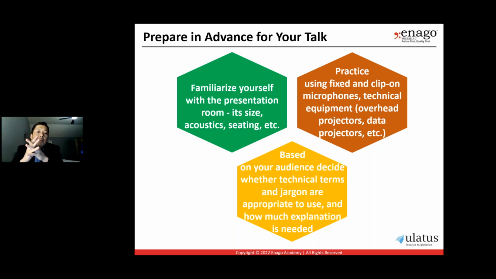And one of them is to prepare, right? If you're going into a room, make sure you go there beforehand and check the acoustics, the seating, and familiarize yourself with the location. You practice, and if you have equipment, projectors, and stuff like that, make sure you practice and see if it's working. And then, your audience: when I'm asked to present, I always ask who's going to be there, right? Then I can decide what kind of language I'm going to use and how much explanation is needed.